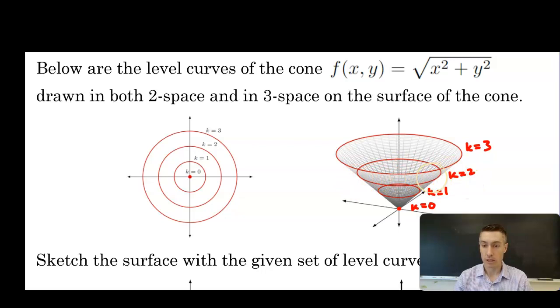Right, so each of those z values, the cross section is circular, and we see those circular cross sections or level curves reflected on the xy plane. Right, so this is the xy plane.